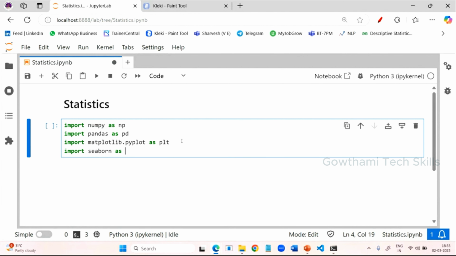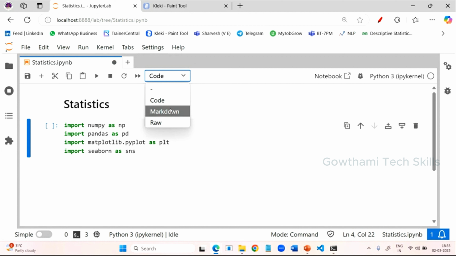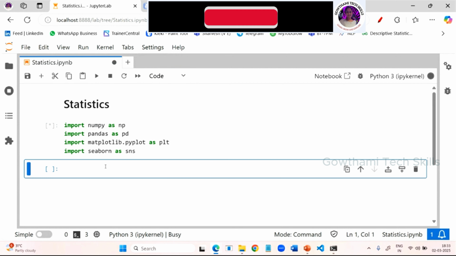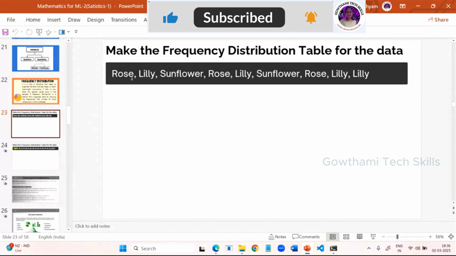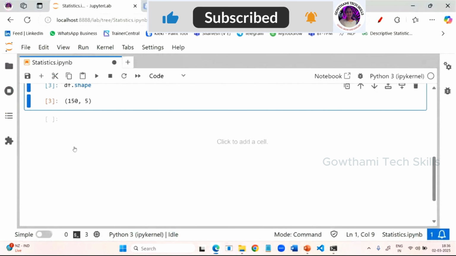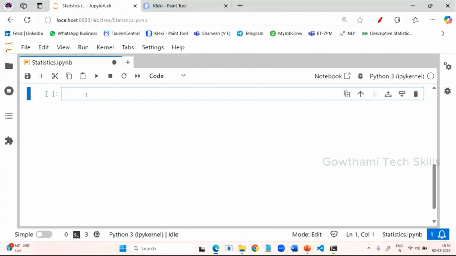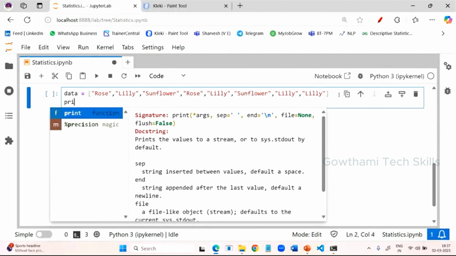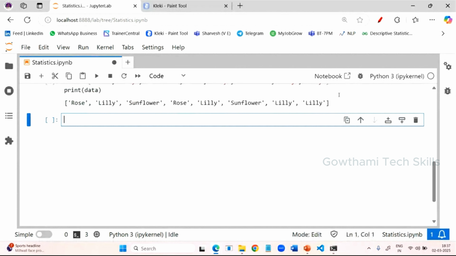Why I am using Seaborn here is, in Seaborn I am having that iris data set. That's why I'm importing it, and it will also give additional visualization that we can make use of. So first I imported, just run this. Let's take these values and we'll draw now. Let's create one data set. Data is equal to, just write those values. So this is my data set. Print the data so it is visualized.